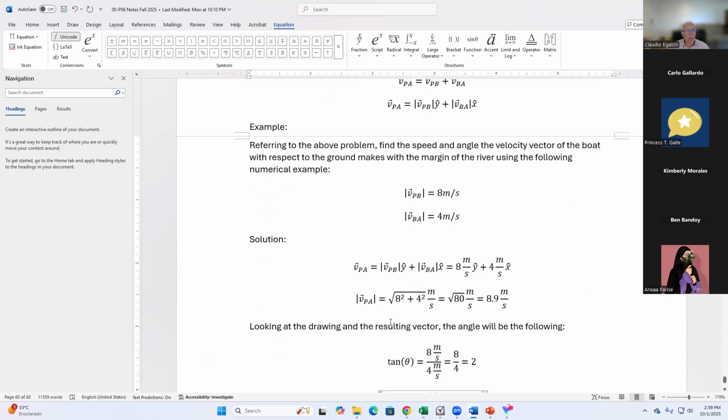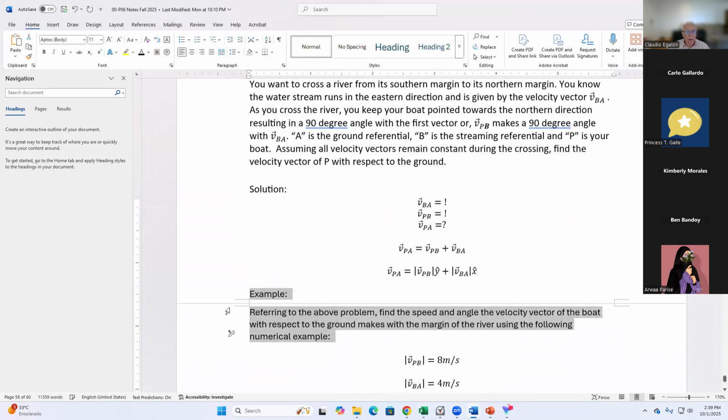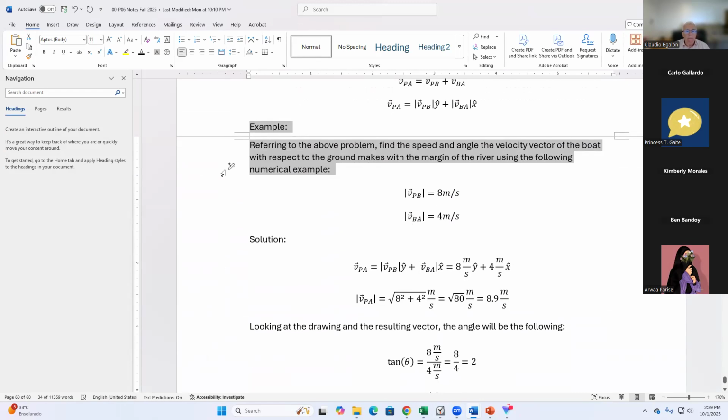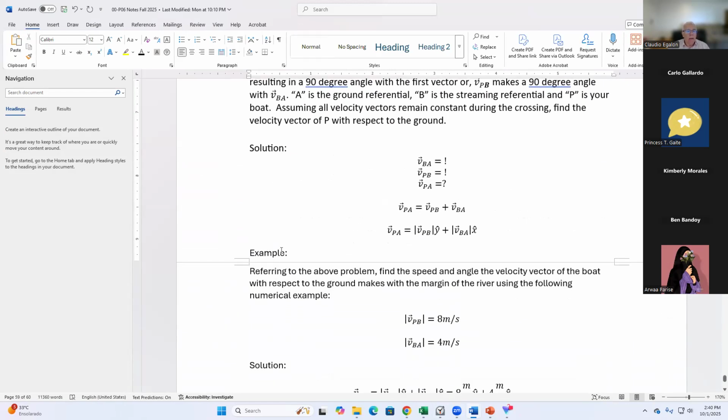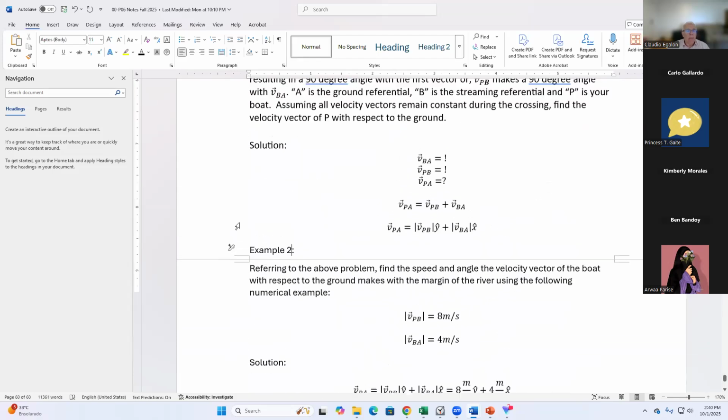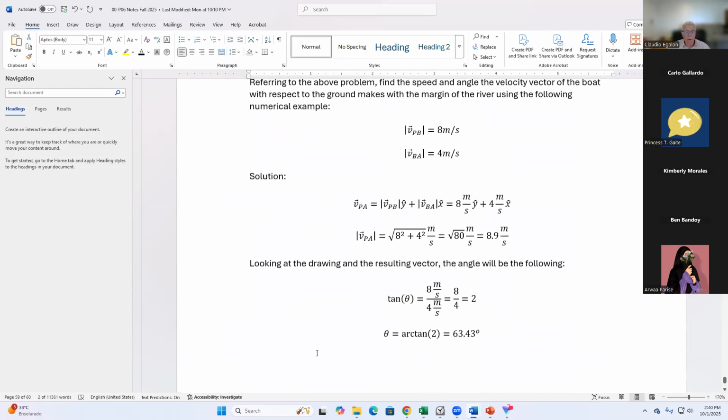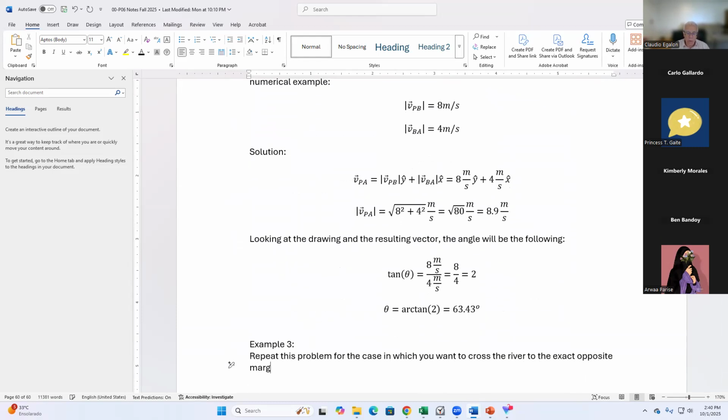You get an idea? And now I want you to do this on your own, right? Example 1, example 2, example 3. Do it on your own. Repeat this problem for the case in which you want to cross the river to the exact opposite margin, okay?